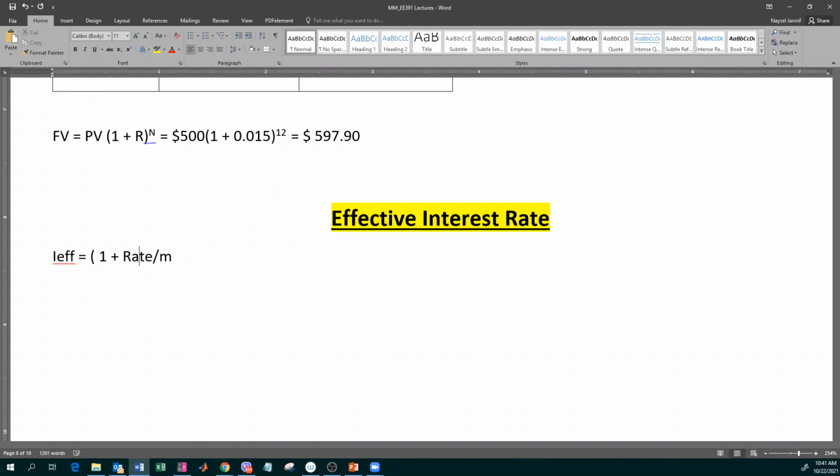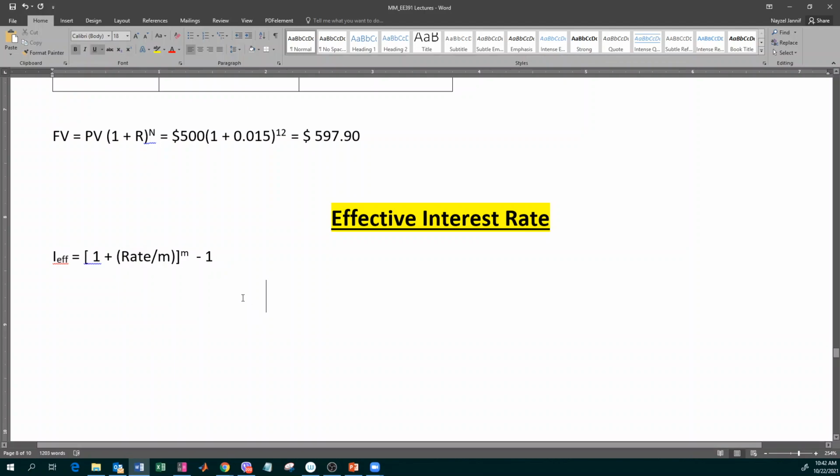Maybe if I put this in brackets as well, and if I put that, so this is just the interest rate, guys. This is just the interest rate, okay? And then we take this to the power of M. I'm going to clean that up. Hang on, I'm just going to type it out. So that goes to the power, and this is I effective.